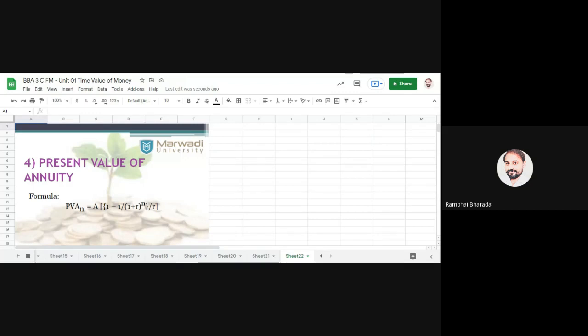The formula is easy to remember. A, in a bracket, 1 minus 1 divided by 1 plus r raised to n. Small bracket over, and this entire expression, 1 minus 1 divided by 1 plus r raised to n, is divided by r. Okay?